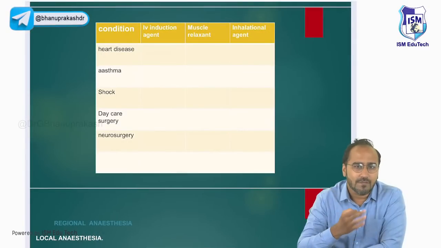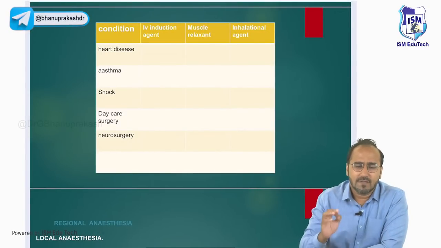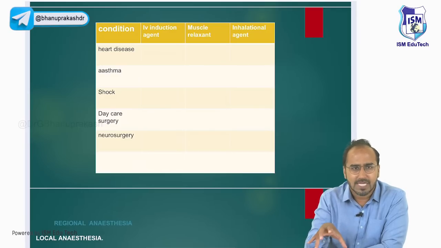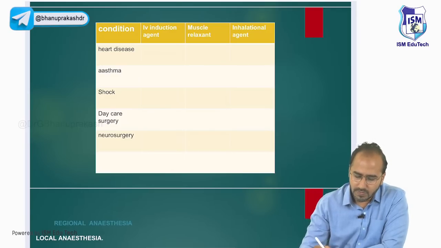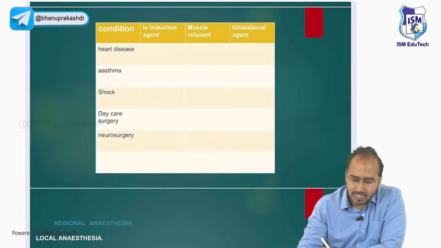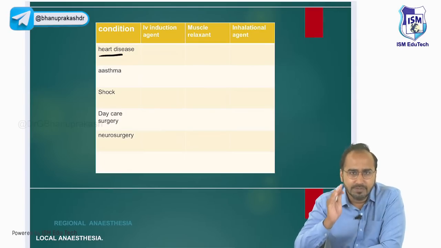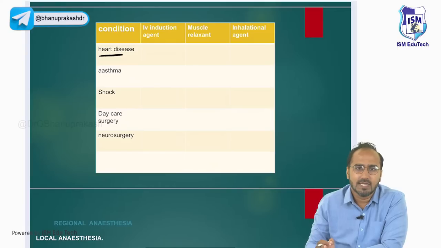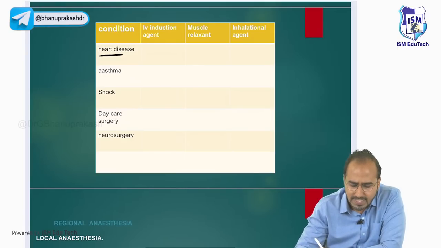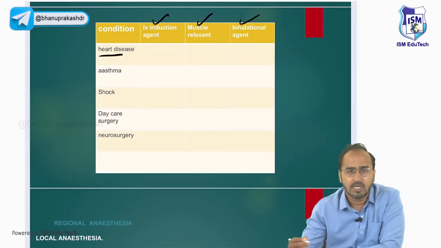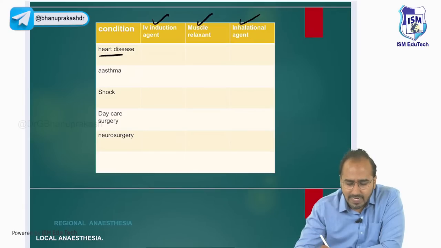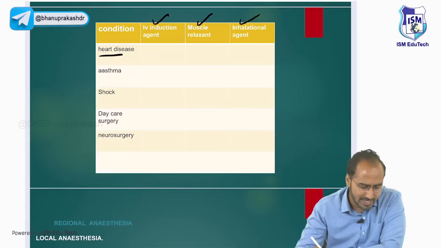Now, just look over here. This slide is basically the revision of what we have discussed. This slide is very, very important. One day before the exam, you must read this general anesthesia slide. If a person is suffering from heart disease, what IV induction agent do I have to give? We give general anesthesia with IV induction, muscle relaxant and inhalational agent. My question is, what is the IV induction agent in heart disease?